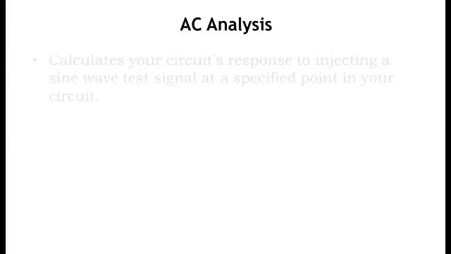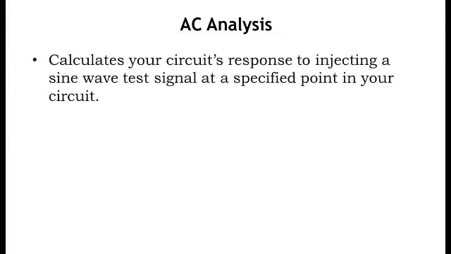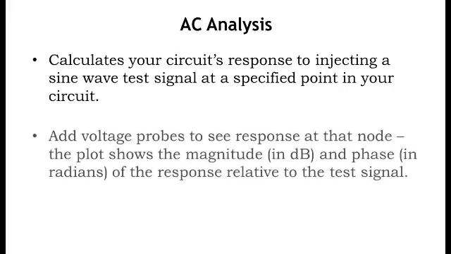Another useful tool is small signal AC circuit analysis, which lets us figure out how our circuit behaves with different frequency signals. The AC analysis calculates our circuit's frequency response by injecting a sine wave at a particular point in the circuit, and then we can use voltage probes to see the response of the circuit at the point of each voltage probe, over a whole range of frequencies. Let's see how that works.